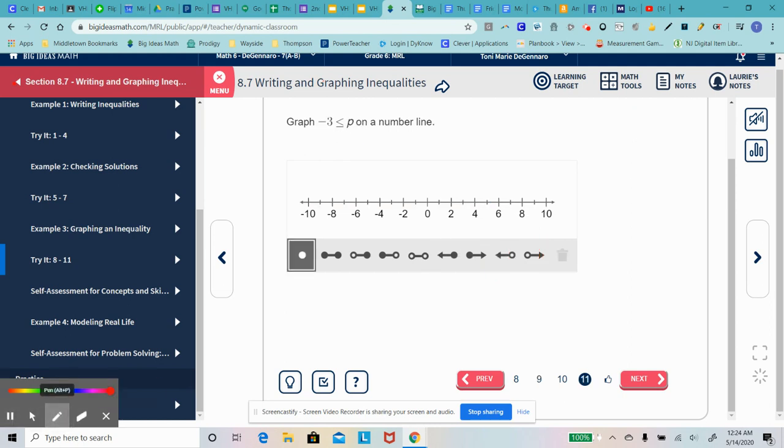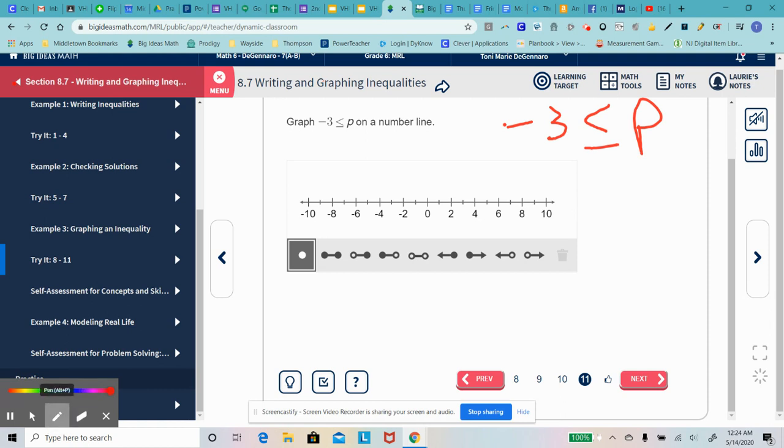All right, this is the last one. And the reason why I want to do this one is because if you notice, the variable is on the other side. So we're going to do -3 is less than or equal to P. Okay. You do not have to reverse it. You can leave it just like this if you like. However, you're going to have to remember if your variable is on the right, the arrow technically is really not going to the left. The arrow is going in this direction. If that's going to confuse you, switch it.